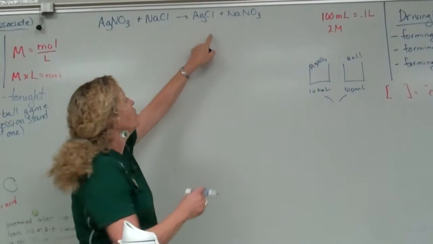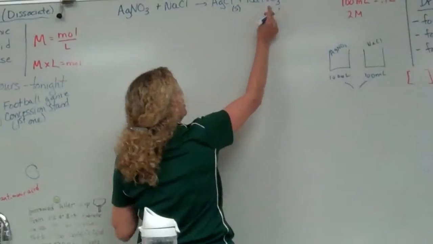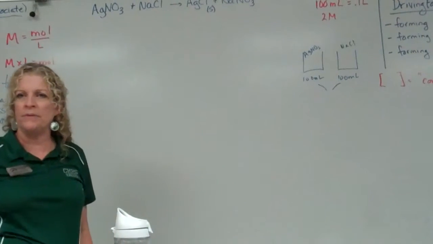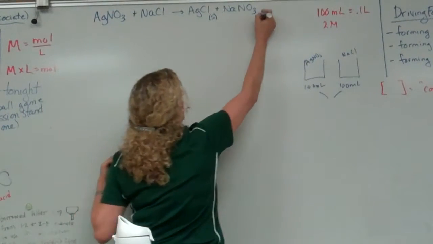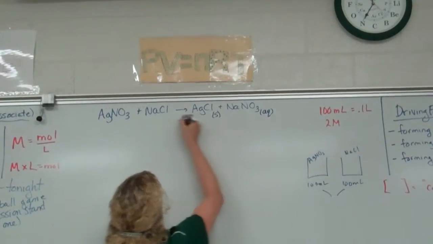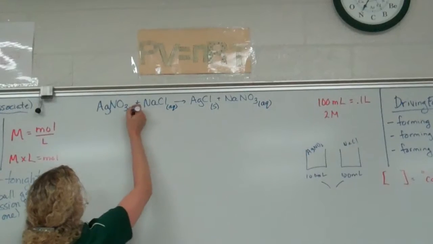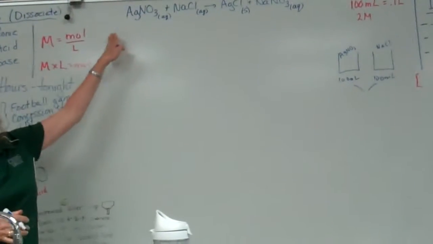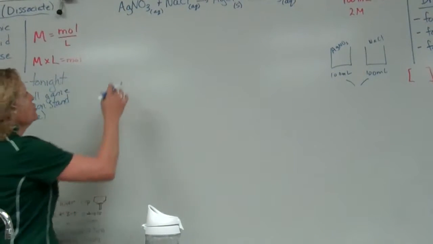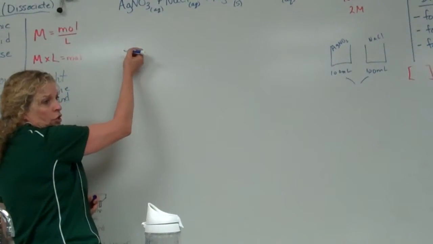Silver chloride. How do we know that sodium nitrate is not the precipitate? It has an alkali metal and it has a nitrate. Okay, good. So everything else is aqueous. All right. So this is the molecular equation and it is balanced. Okay? So now let's do the ionic equation.